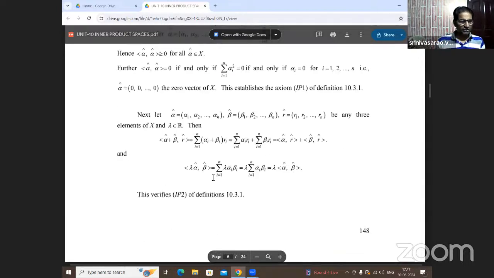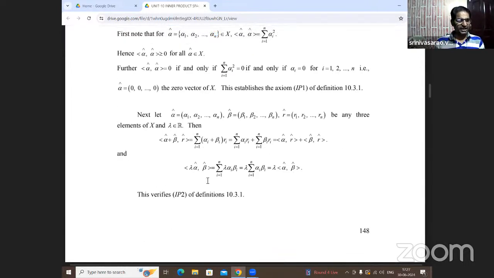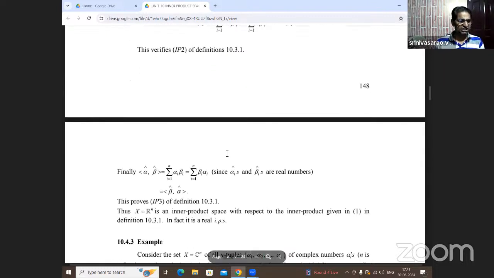Now another one, scalar multiplication. Here the inner product of lambda alpha and beta is the summation of lambda alpha_i beta_i. Taking the scalar outside, it can be written as lambda times the summation of alpha_i beta_i. So lambda times this is the inner product. By the definition of the first equation, it can be written as lambda times the inner product of alpha and beta. So the linearity condition is also verified.